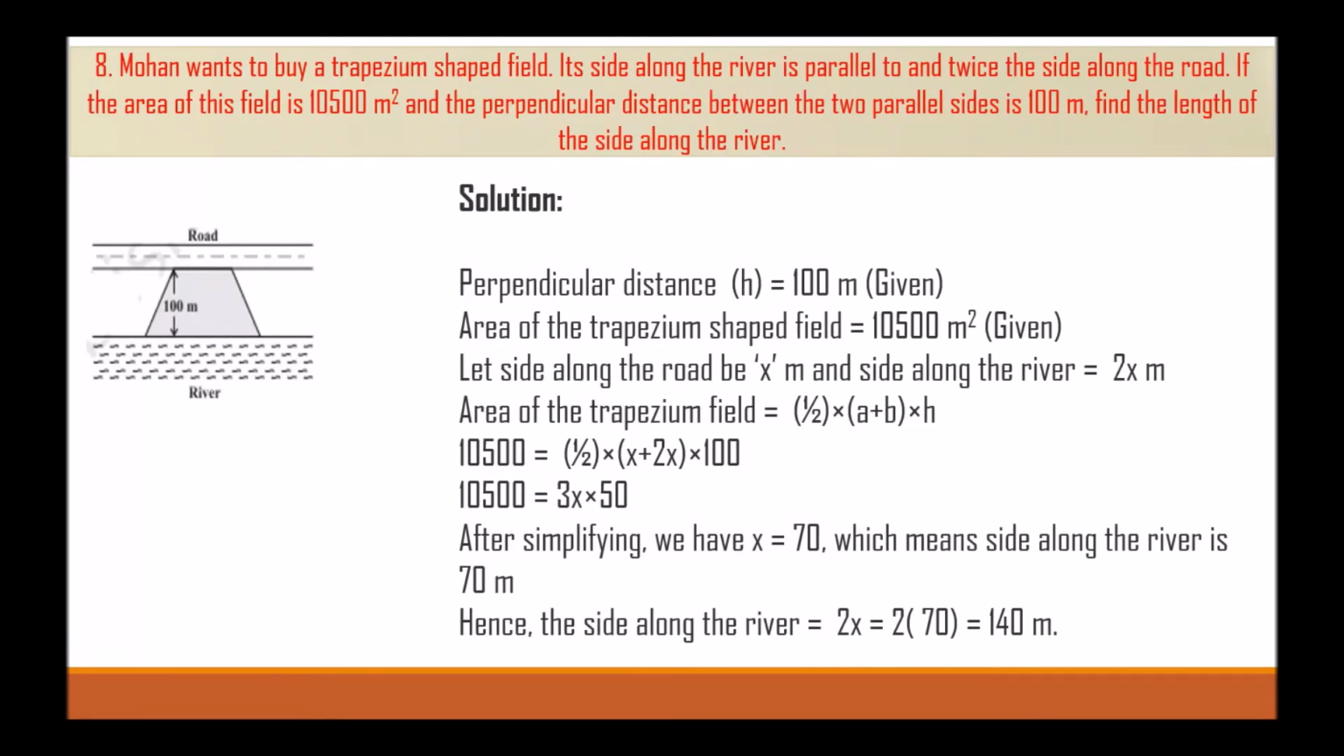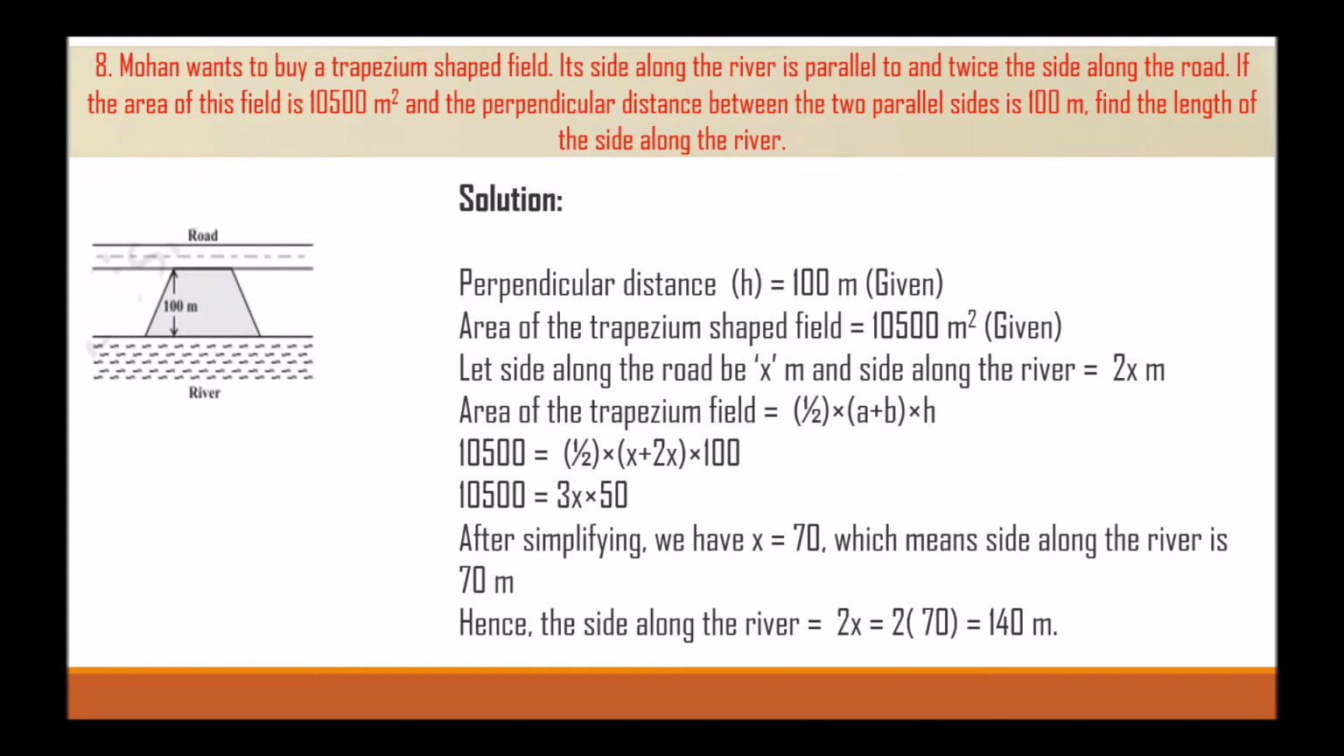Eighth question. Mohan wants to buy a trapezium shaped field. Its side along the river is parallel to and twice the side along the road. If the area of this field is 10,500 meters square and the perpendicular distance between the two parallel sides is 100 meter, find the length of the side along the river. Perpendicular distance is 100 meter, that is given. Area of trapezium shaped field is 10,500 meters square, that is also given.